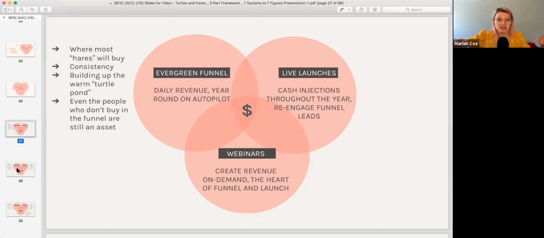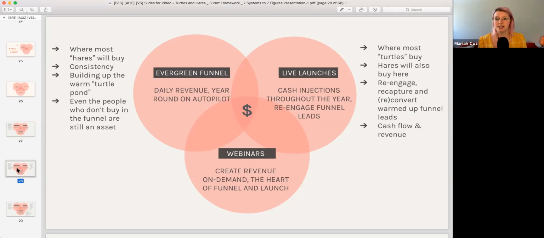But even if it doesn't convert the turtles, it's still doing its job by warming them up and putting them into what I call the warm turtle pond, which, I know it sounds silly, but I have to think of everything in metaphors or else I'll just forget. So the turtle pond is where the turtles go when they've been through your evergreen funnel and then 6 months later, they see a live launch. So this is where the live launches come in, right?